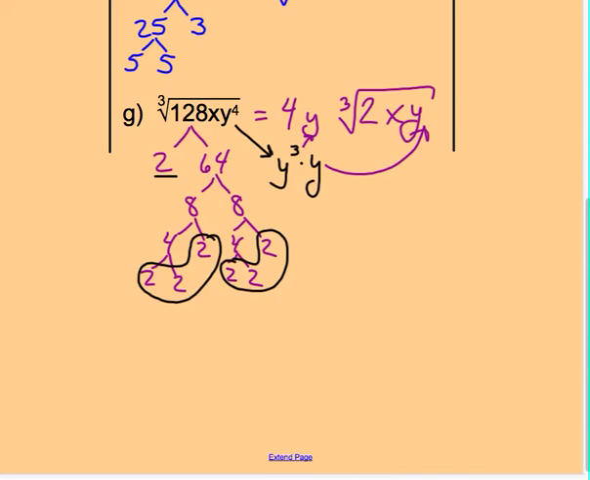Because I've got a lot of stuff going on there, let me write the answer a little bit more clearly. We have 4y that came out from under the radical, and we had 2xy that was left over under the radical.